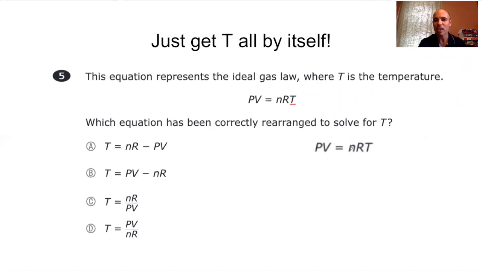Now, your goal of getting T all by itself: both N and R are being multiplied, right? And how do you undo multiplication? Well, you undo multiplication with division, right? So that's what I'm going to do. Both R and N are canceled out. This is what we're left with. Let's see if that is one of our choices. Yes, it is. That is why D is the correct answer.